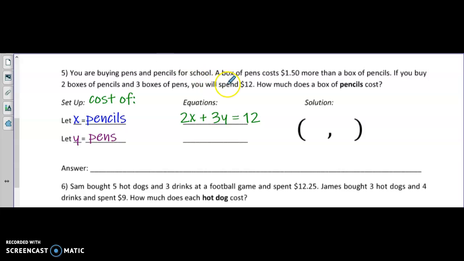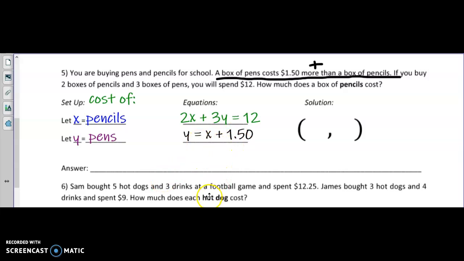Then, just like before, I'm comparing the box of pens and pencils. It says a box of pens costs $1.50 more than, remember that meant plus, the box of pencils. So what costs more? A box of pens costs more. Pens are Y. So I'm going to have Y equals how much more? $1.50 plus the box of pencils. So X plus $1.50, not times. So that's my second equation. Pens cost more, they're by itself. How much more? Take the box of pencils, add $1.50.